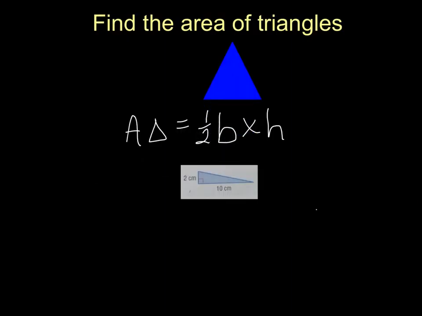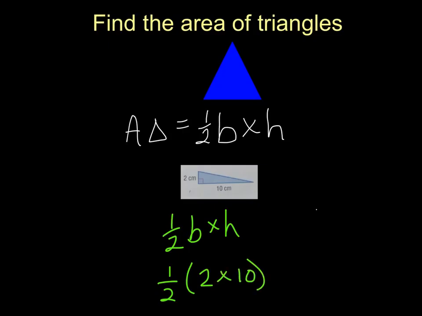So here we have a triangle, and I'm going to use my formula, 1/2 the base times the height, and now I can just plug in my numbers. So I have 1/2 of 2 times 10. I can write it this way. I could do 1/2 of 2 first if I wanted to, but I'm just going to do it this way.